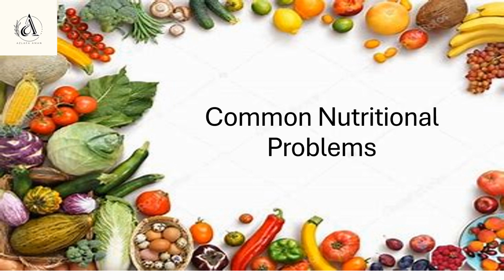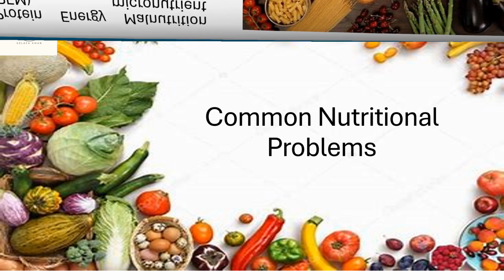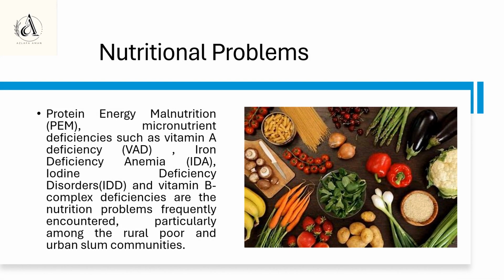Common nutritional problems. Protein energy malnutrition, micronutrient deficiency such as vitamin A deficiency, iron deficiency anemia, iodine deficiency disorders, and vitamin B complex deficiencies are the nutrition problems frequently encountered, particularly among the rural poor and urban slum communities.